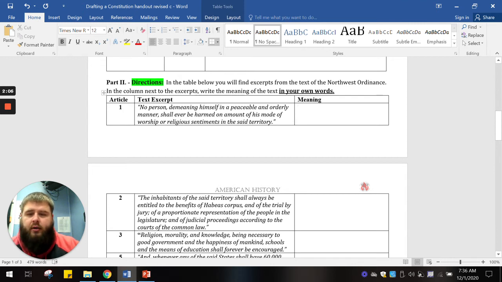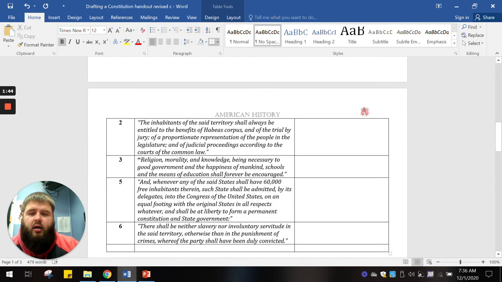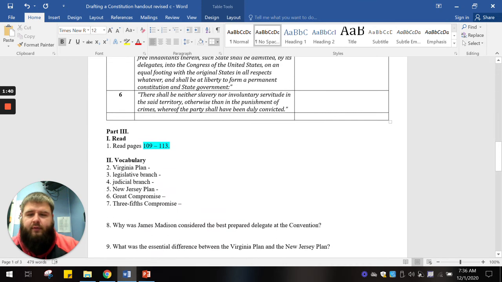So number one, no person demeaning himself in a peaceable and orderly manner shall ever be harmed on account of his mode of worship or religious sentiments in the said territory. So to me that sounds like people in the Northwest Ordinance are guaranteed freedom of religion. So that's all we would have to put here in this box under meaning. You got a couple more of those here. Put the meanings over here on the right side of the chart.